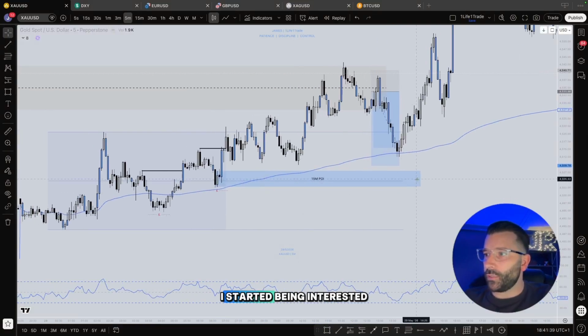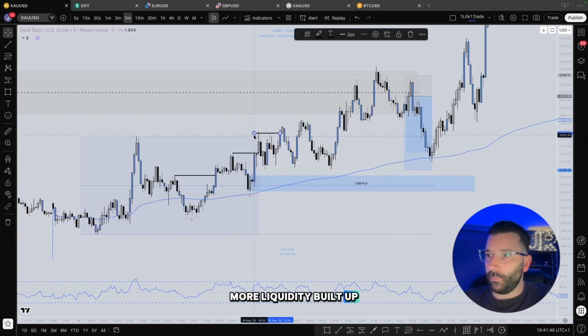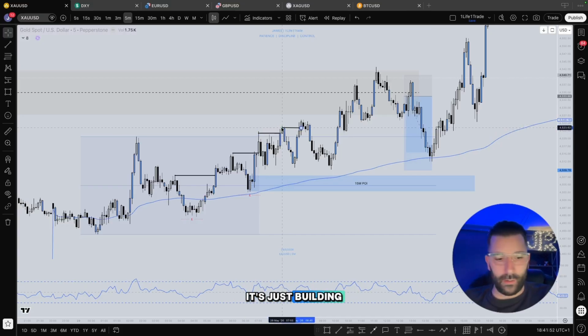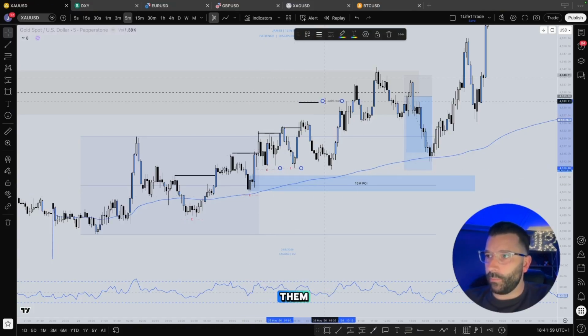And the reason why I started being interested in this as the day went on, because you can see here, more liquidity built up, like so. More liquidity built up. It's just building entries, and it's building. A lot of people put in. Let's get rid of them.